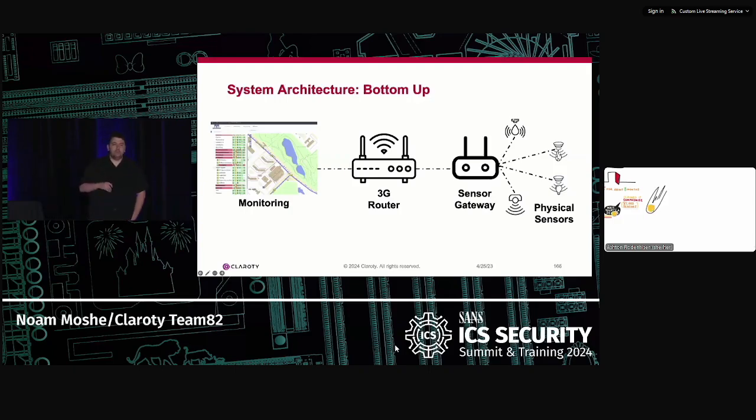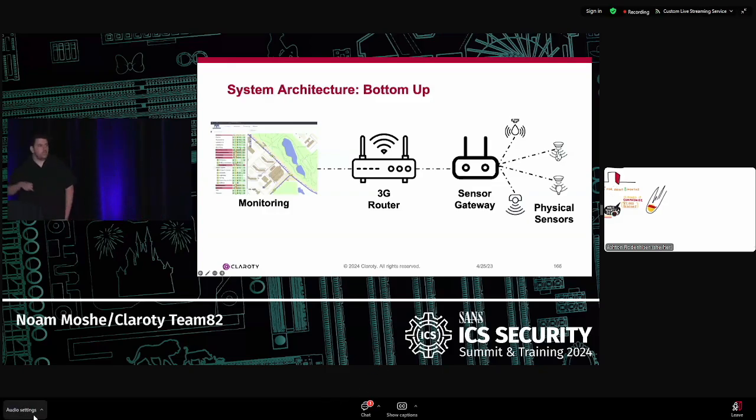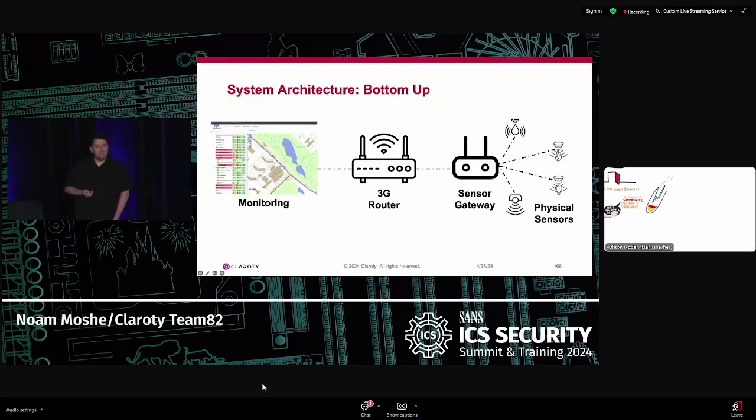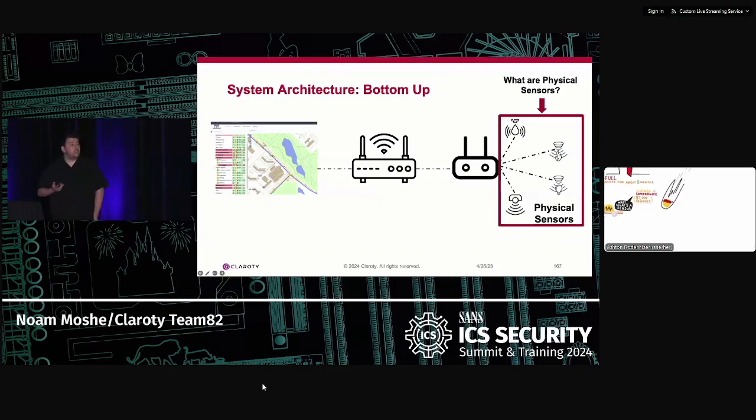At the top, we have the monitoring systems, gaining data from all the edge devices and all of the different remote sites, and basically controlling the whole operation. Then we have the 3G router, which connects everything: sensors, gateways, and physical sensors. So let's do a bottom-up approach and drill down every moving part in Moss Collector's architecture. Well, first we have the physical sensors.